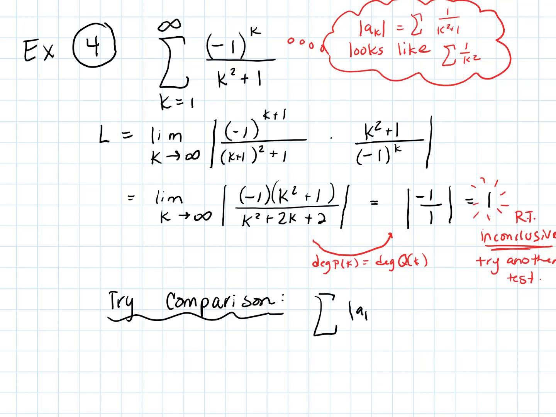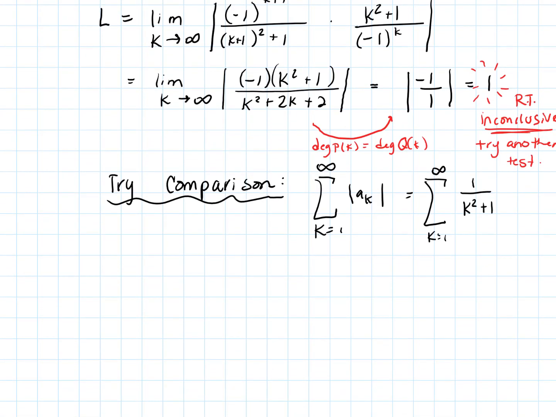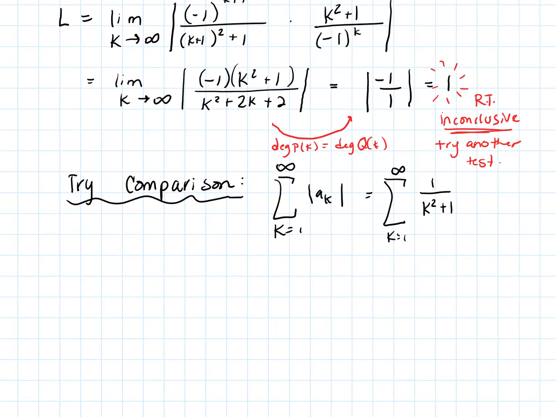Let's look at what the absolute value of those terms are from k equals 1 to infinity. The absolute value would be 1 over k squared plus 1 from k equals 1 to infinity. If that's what the absolute value looks like, then we can set up an inequality.